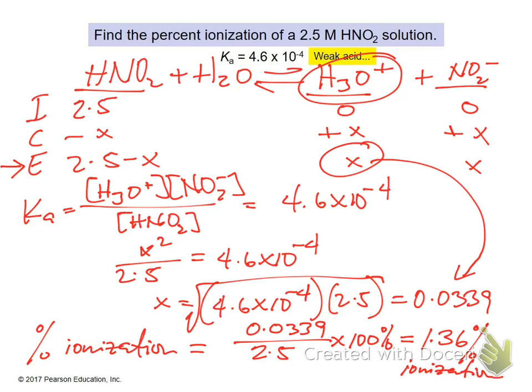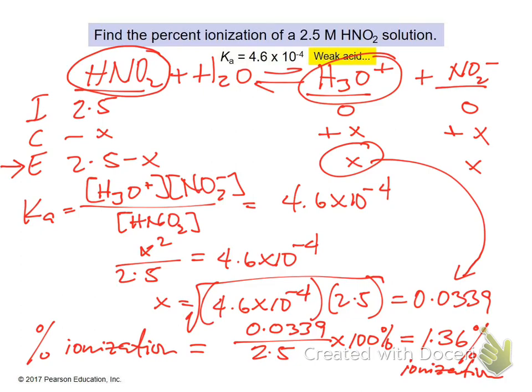So you can see that a large majority of the acid is still in the HNO2 state, right? They're still intact. Only about 1.36% were converted into the hydronium ion. Only 1.36% were ionized in water. So you can tell that it's a weak acid. So you already know it's a weak acid, right? 4.6 times 10 to the negative fourth.